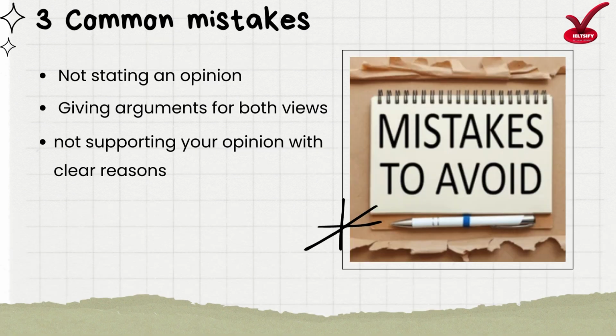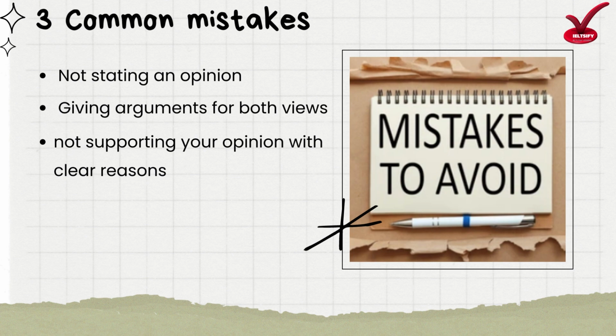Three common mistakes. I want to quickly tell you about three common mistakes that students often make. 1. Not stating an opinion. 2. Not giving arguments for both views. And 3. Not supporting your opinion with clear reasons. The most common error is not giving an opinion. The question will clearly state that you must choose one side of the argument. If you fail to do this, you will get a low score for task achievement.